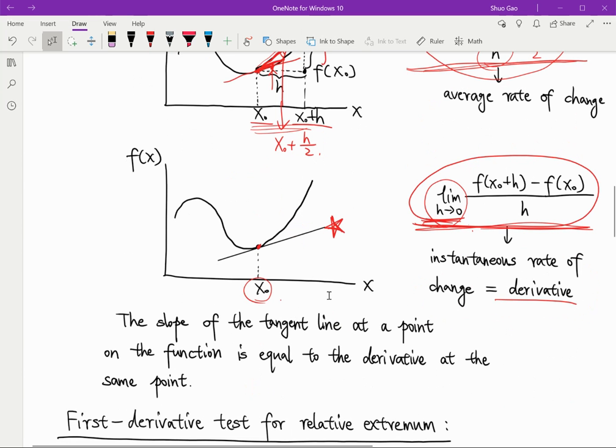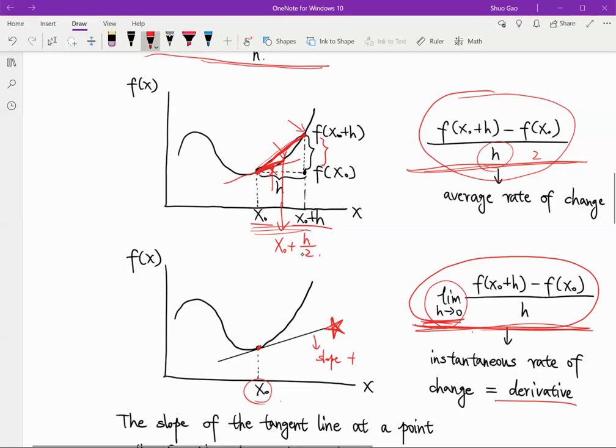So if the slope is positive, like in this case, the derivative is also positive, right? Because the change is positive. Look at here. The average rate of change in this case is positive, right? Because f(x0 + h) is larger than f(x0). So this value is a positive number.